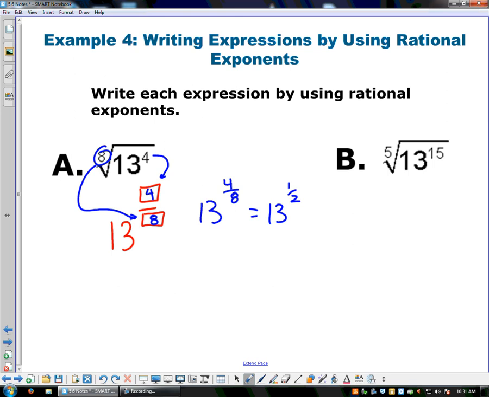All right, what about the 5th root of 13 raised to the 15th power? Base is 13, and the 15 becomes my numerator, the 5 becomes my denominator. So I have 13 raised to the 15/5, which would be 13 to the 3rd.